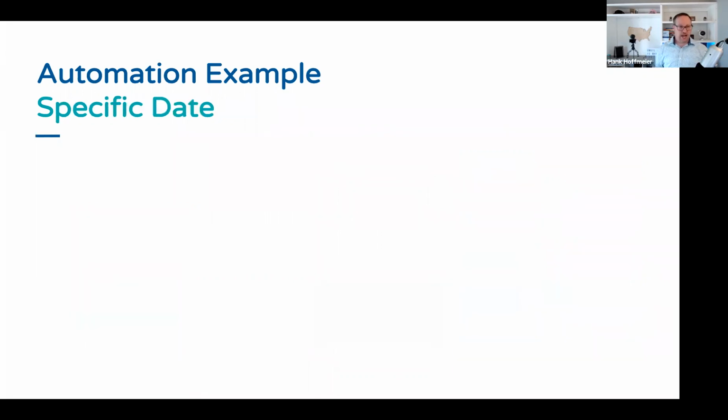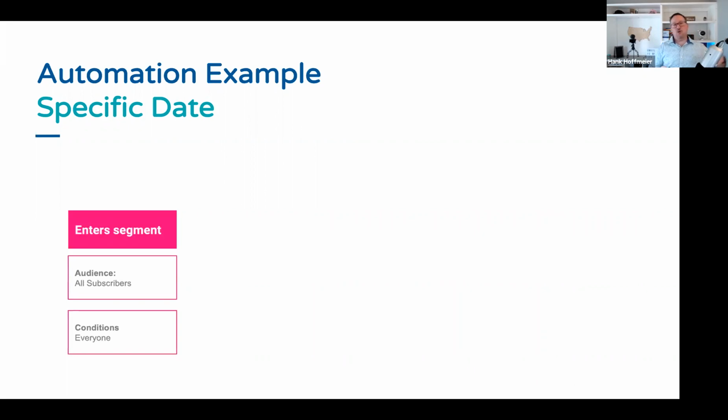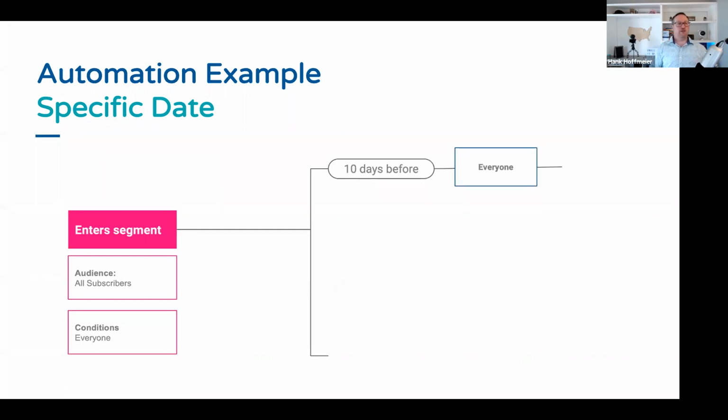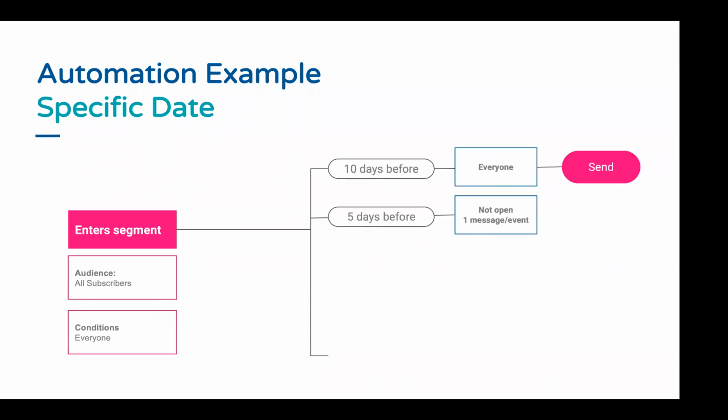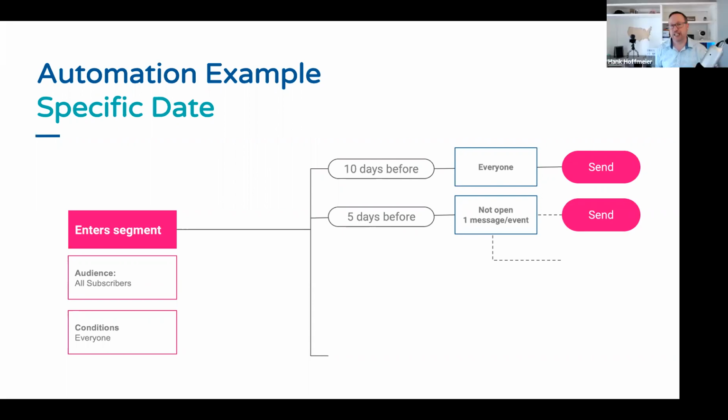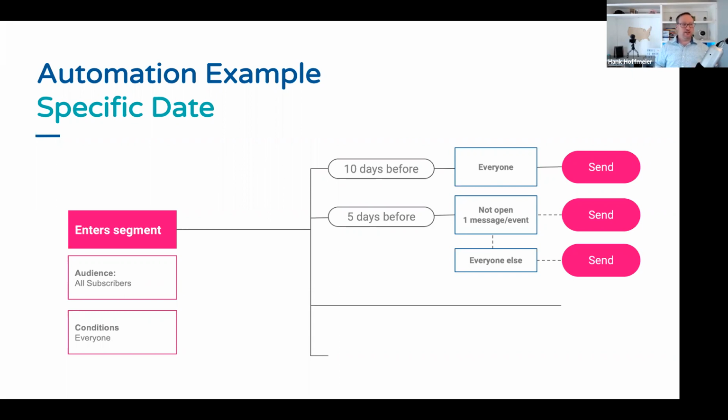Here's what I want to happen. Let's talk about a specific date. We have a webinar coming up. So anybody who enters the segment of signing up for a webinar, we're going to go ahead and, 10 days before, say, hey, here's the information for the webinar. Don't forget that it's going to be starting in 10 days. Then 5 days before, anyone who did not open that one, we're going to go ahead and try to get their attention again. Then everyone else, in other words, somebody who did open that second one, it could be, here's what you can look forward to for this session, and here's a little bit of information about your speaker.